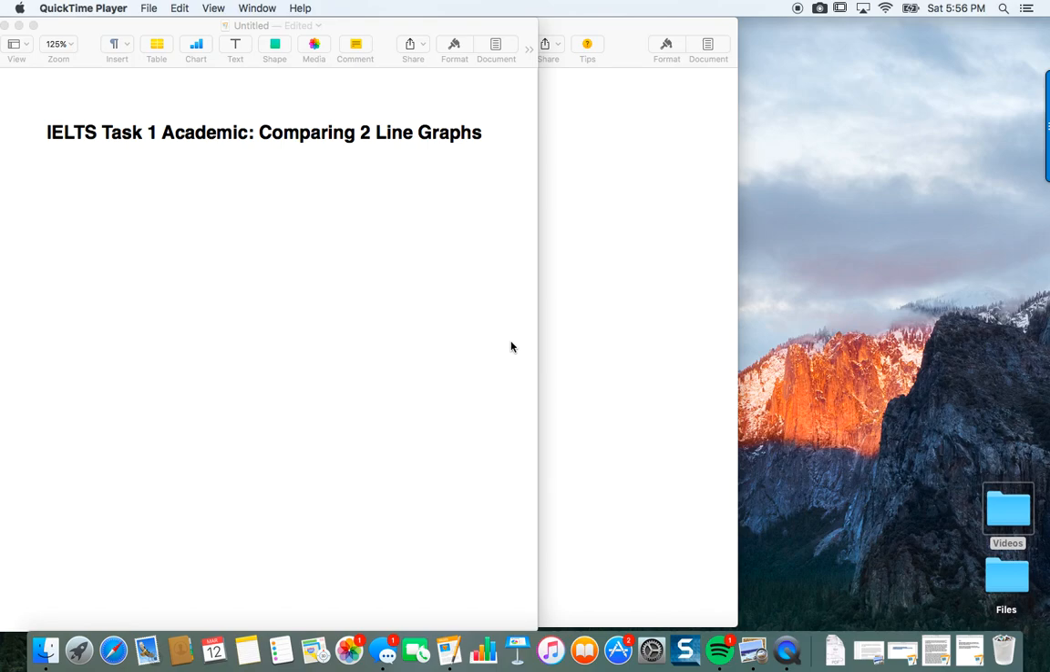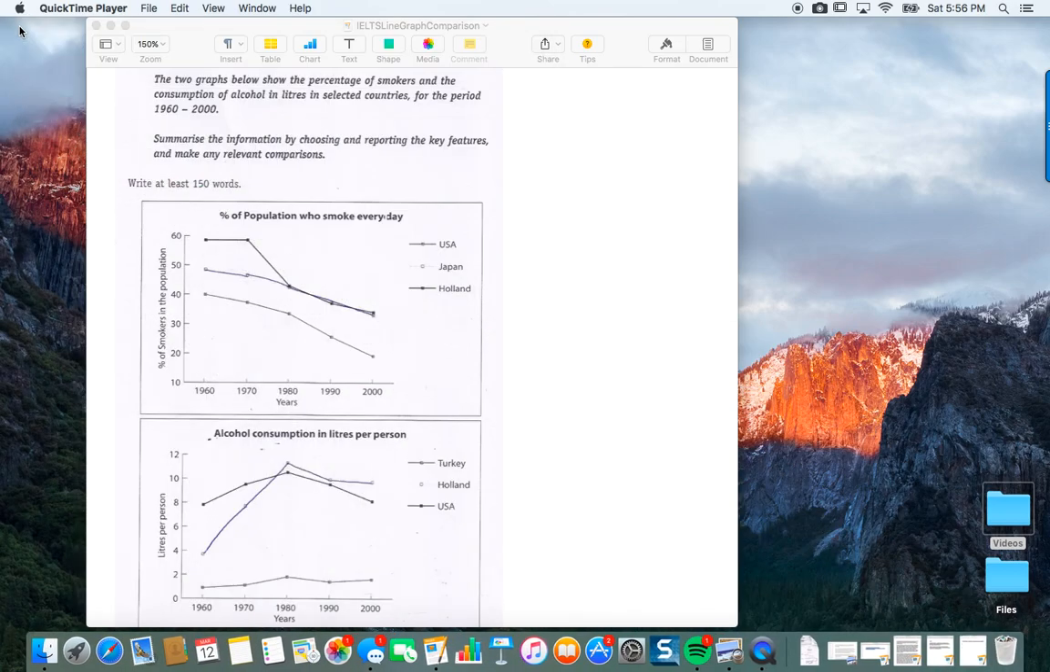Now, sometimes in this exam, you're going to be comparing two sets of data. In some ways, it seems a bit more difficult, but again, if you do your initial analysis carefully, you'll be fine. So why don't we just get started? Let's have a look here.